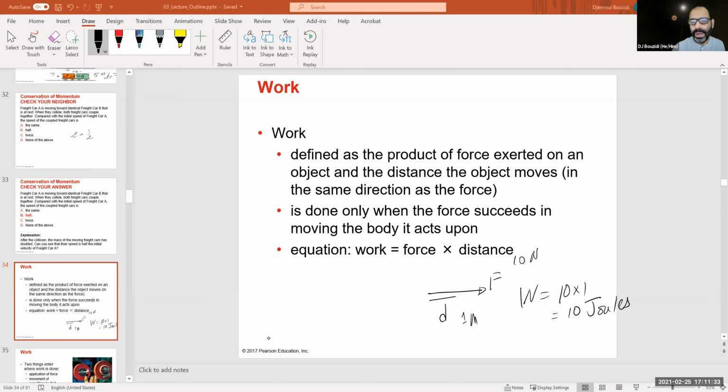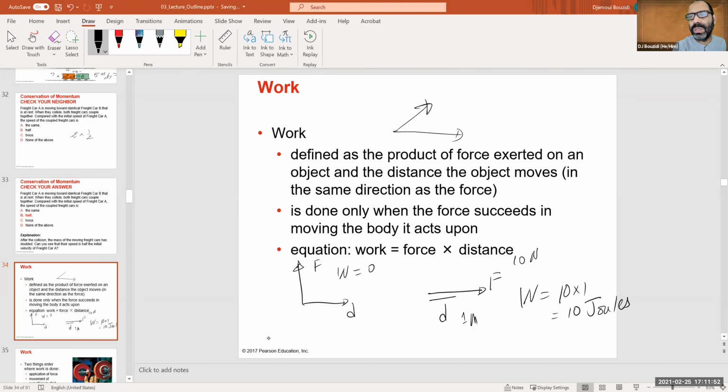Now, if the force is perpendicular to the displacement like this, so if this is the distance traveled, this is the displacement, and this is the force, in this case, the work is 0. So what the work really has to do with is the component of the force along the motion. If the force is here, then only this amount of it does work. The other component doesn't do work.